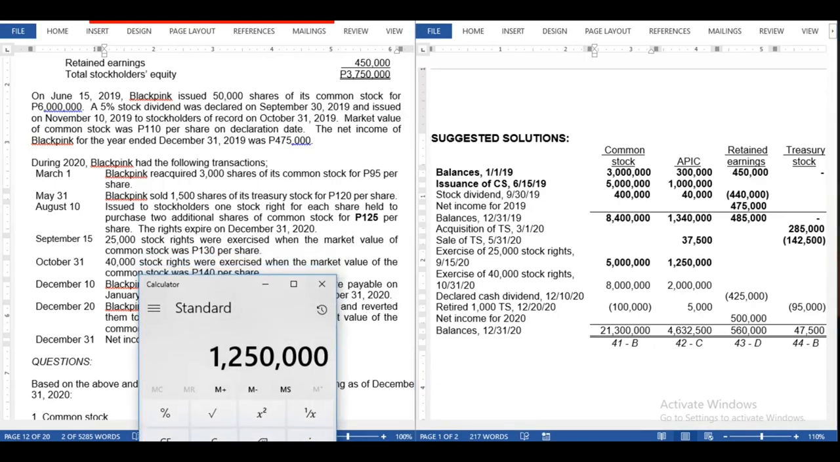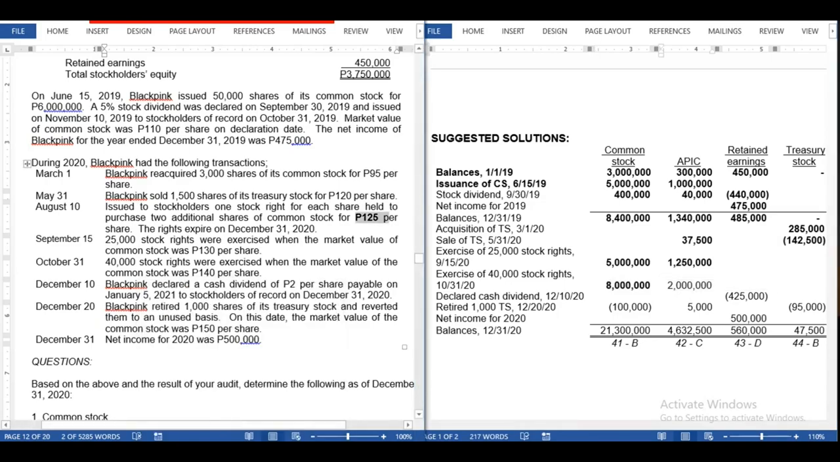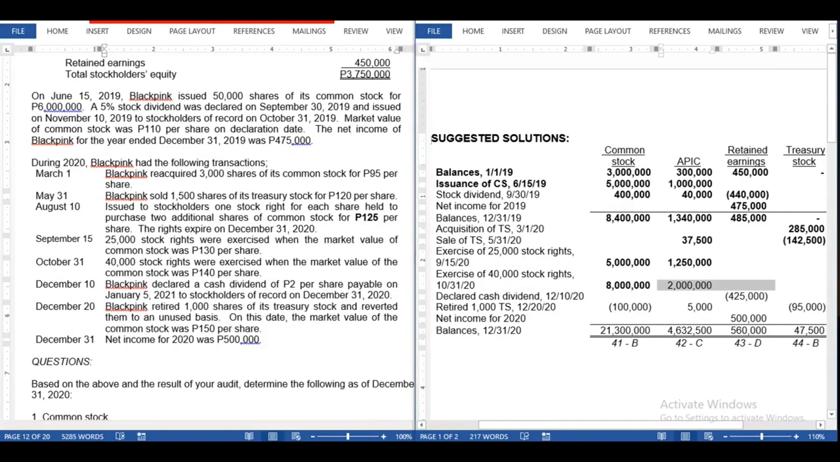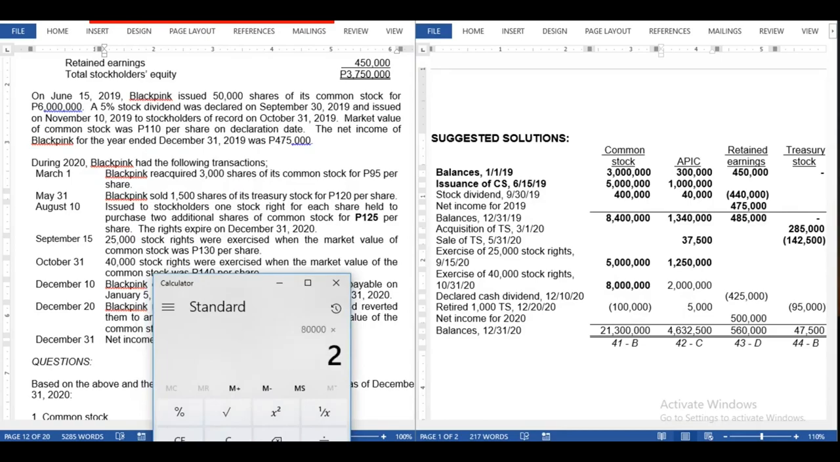And same with number over 31 transactions. So 40 stocks were exercised at the market value of common stocks of 140. So 40,000 multiplied by 2. Bakit siya 2? It's because, sabi ko kanina, one stock right, meron siyang 2 shares. So 80,000 shares yung na-issued. Okay, so 80,000 multiplied by 100, that's the common stock na 8 million. And the excess is yung 125 na agreement minus 100. So, 80,000 times 25 na excess. So, meron sa 2 million as APIC. So, additional paid-in capital for 2 million.